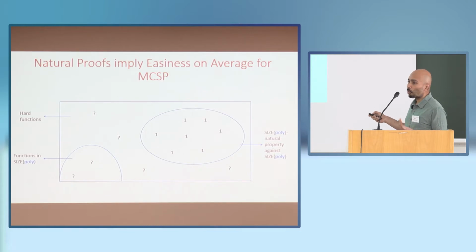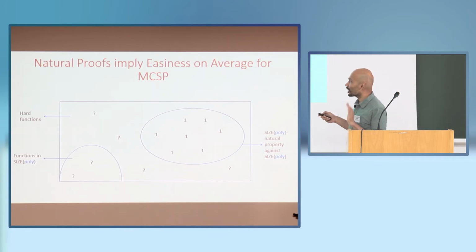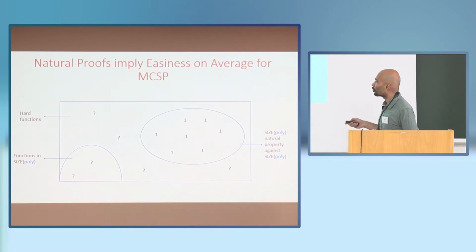You just answer 1 on anything in the set, and question mark everywhere else. And that's a zero-error algorithm for MCSP, right? So that's a zero-error algorithm that works with noticeable probability.